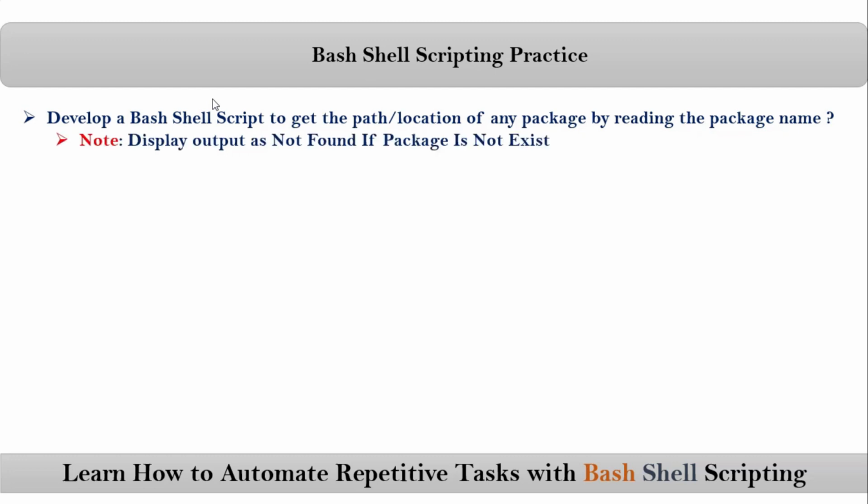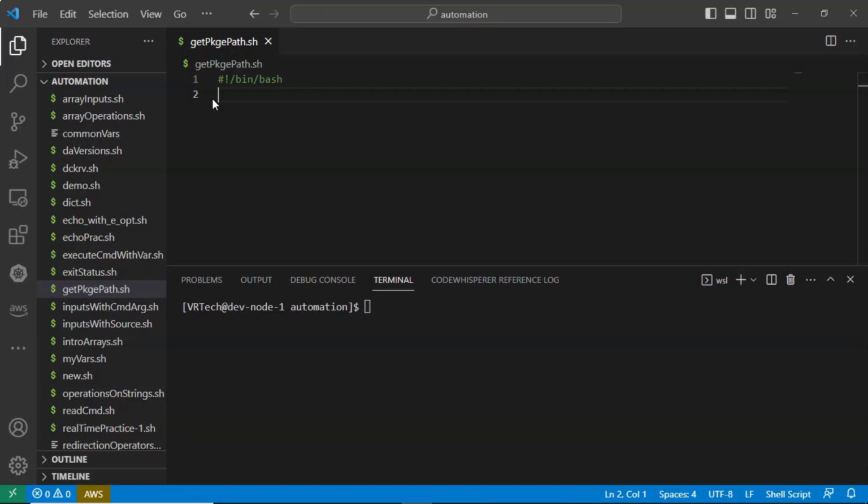And based on that input, you have to get the path of that package. And here we have one condition also, that is, display output as not found if package does not exist on your host. Now let me develop this shell script step by step. Suppose I have taken the shell script name as get package path.sh, and the very first line I have taken as shebang line, that is mandatory.